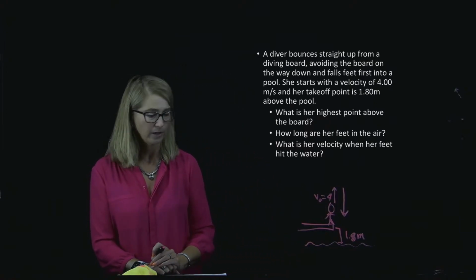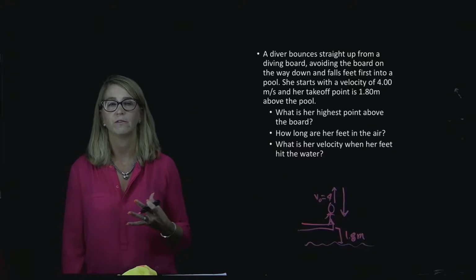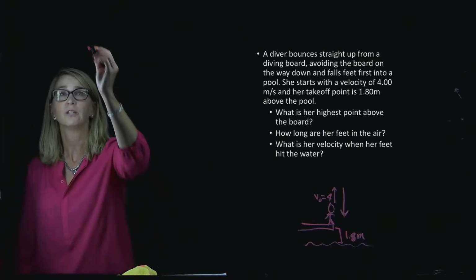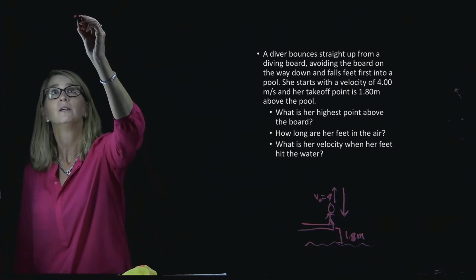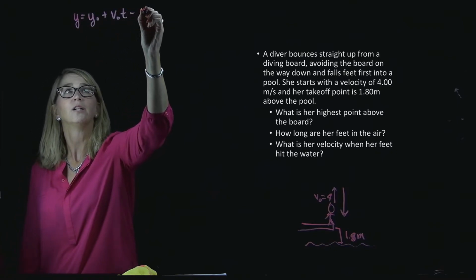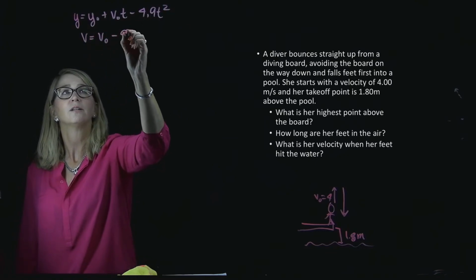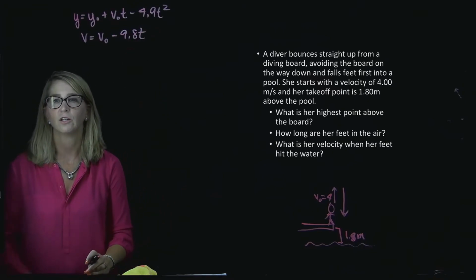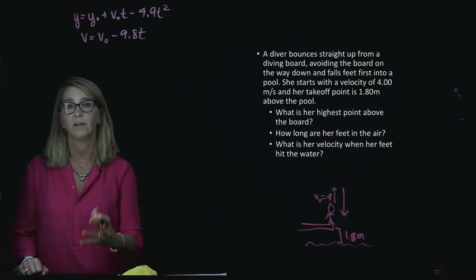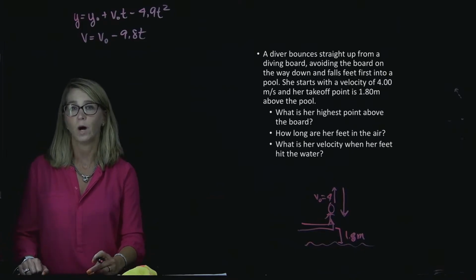So let's think about how I can use those pieces of information to make very specific equations for this particular problem. So I'm going to start first. I'm going to put this pretty far up: y is equal to y naught plus v naught t minus 4.9 t squared. v is v naught minus 9.8 t. So they look a lot like the equations that we used in the previous video, but our acceleration has the value of minus 9.8. And instead of using x for position, we're using y.